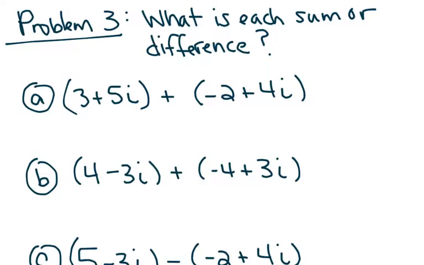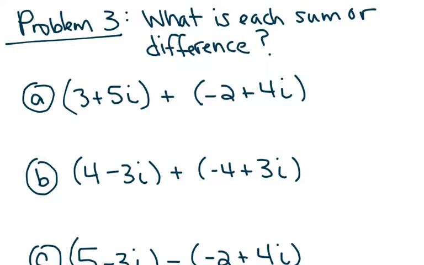The easiest thing to do with complex numbers is to add and subtract them. The reason it's really easy is because adding and subtracting complex numbers works like adding and subtracting any other polynomial. You just add and subtract what's called the common terms or the like terms.